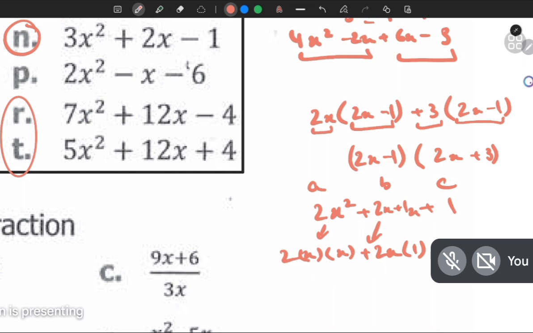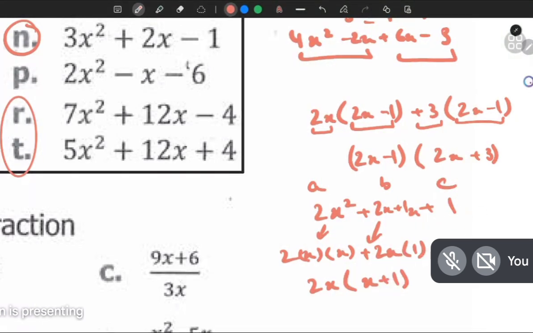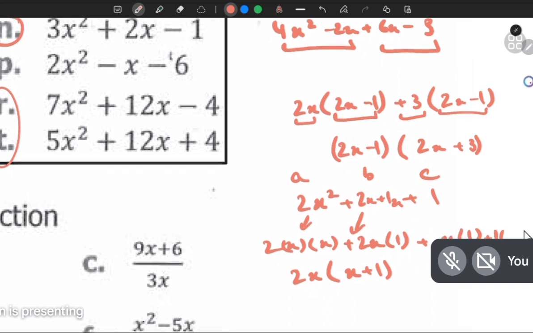Yes, we can. Right. So we'll take 2x common. So what are we left with? x plus 1. X plus 1, right? Here can we write this as x multiplied by 1 plus 1 multiplied by 1? Can we do that? Because 1 times 1 is still 1, right? Yes. Say.